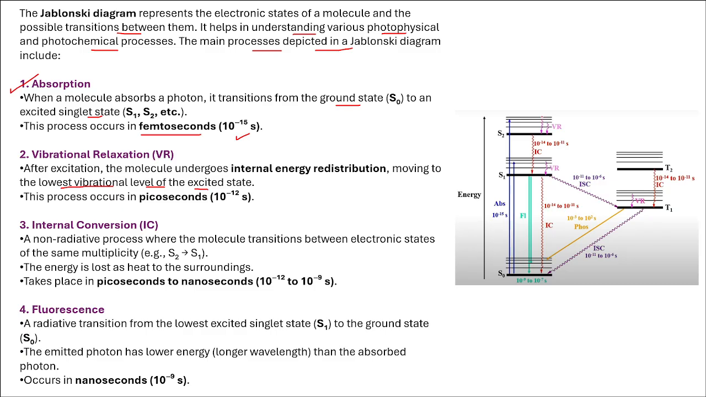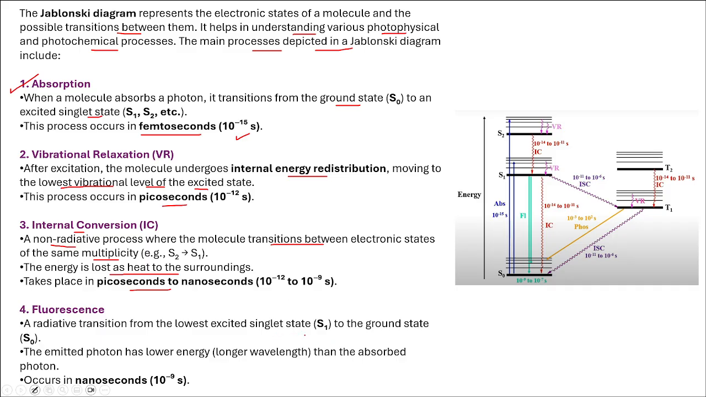Okay, so this thing that we see, vibrational relaxation in the same electronic state, undergoes internal energy redistribution. This happens in picoseconds. Now, internal conversion is a kind of non-radiative process where the molecule transitions between electronic states of the same multiplicity. The energy is lost as heat to the surroundings, and this also takes pico to nanoseconds. And fluorescence, this one is important.